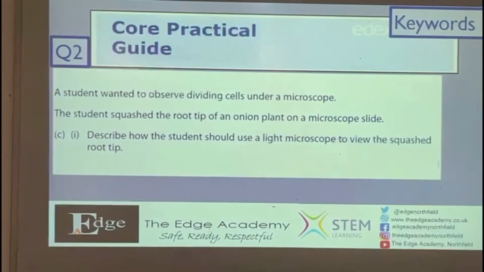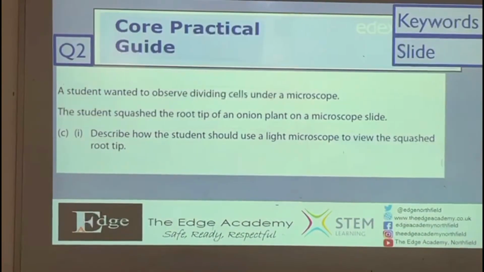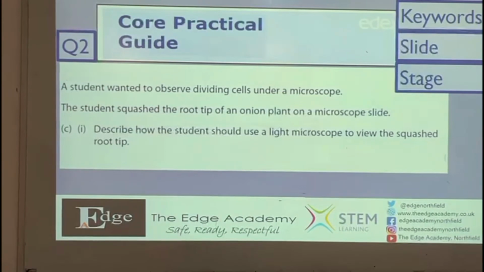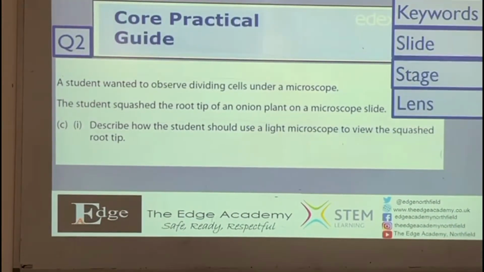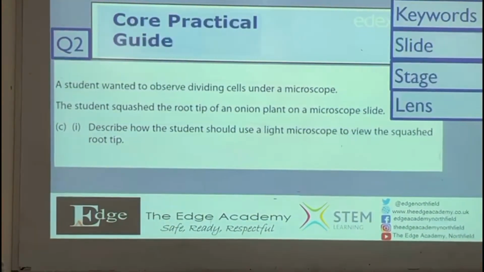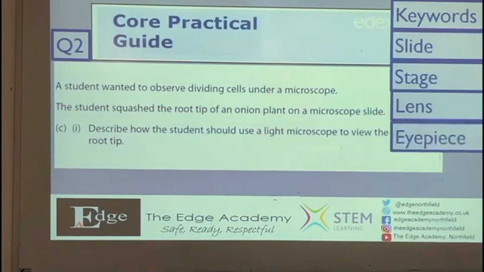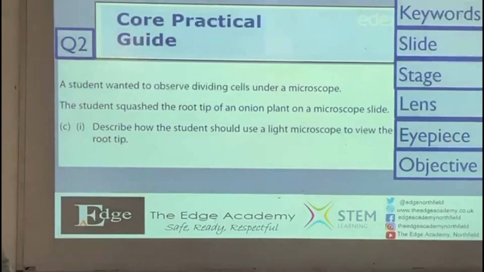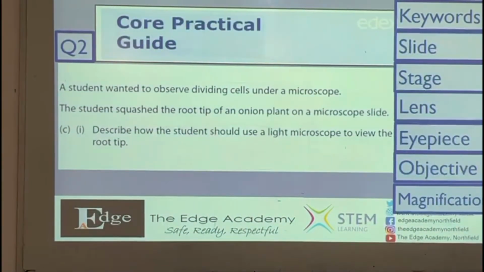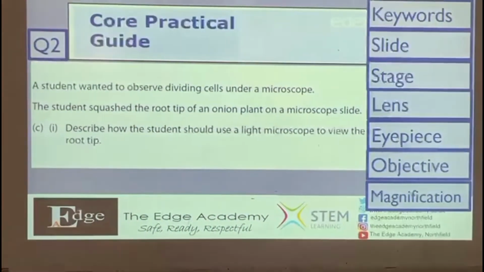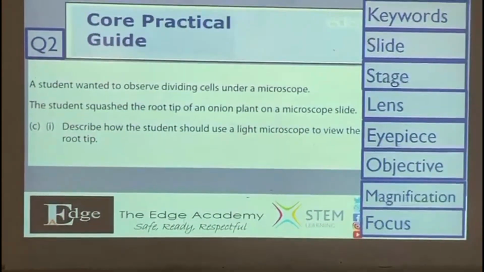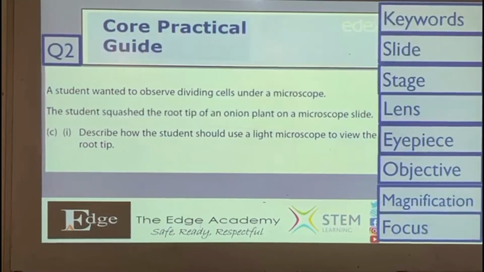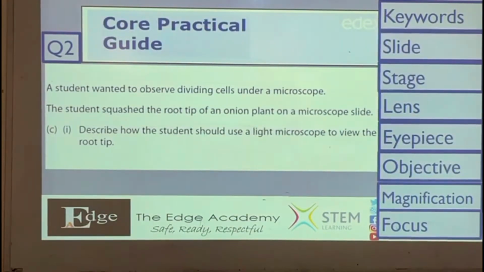If you are struggling, there are some keywords to help you. The slide is what you put the cell on. The stage is what the slide goes onto. The lens is what you look into or what you change, and you have 2 types of lenses. You have the eyepiece lens, what you look into. You have the objective lens that you change. You have the magnification, which is changed when you change the objective lens. And you have focus, which is how clear you can see the cell you are looking at by turning the wheel or the knob.